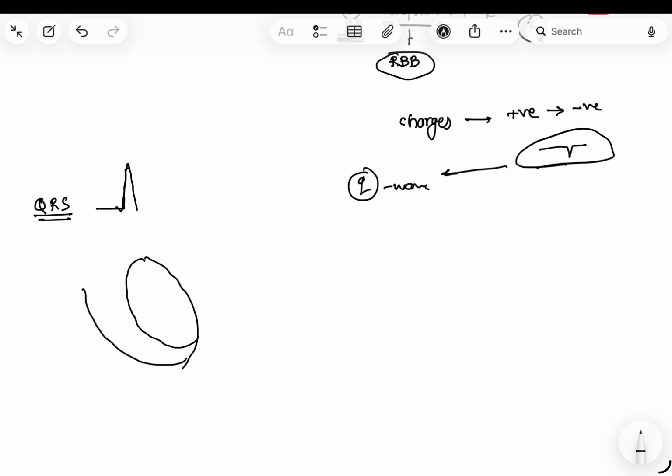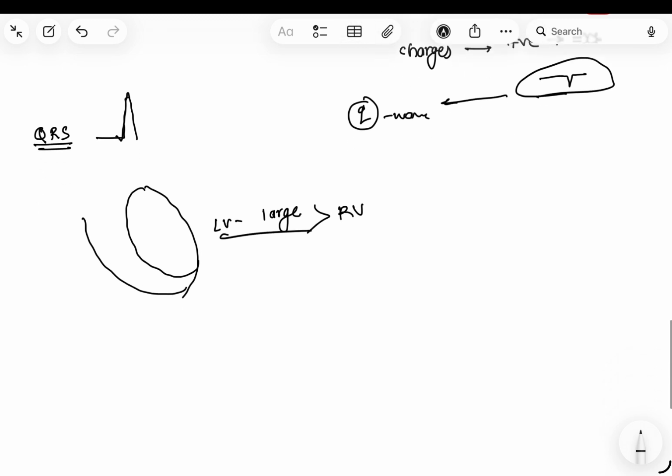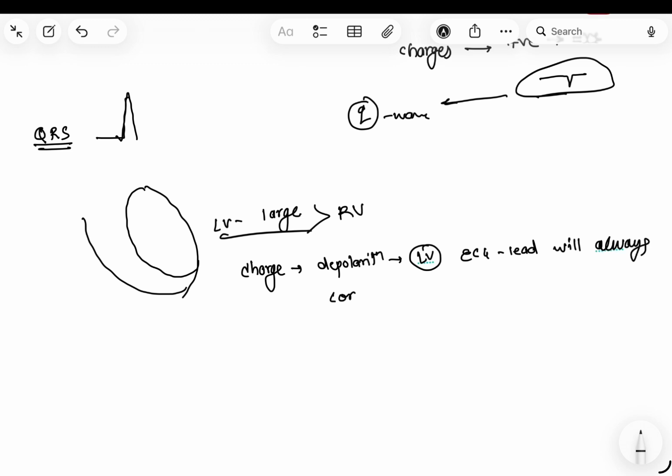The size of the left ventricle is large, right? It is larger than the right ventricle. So whenever there is a charge or a depolarization to the left ventricle, ECG leads will always consider it as charge flowing towards the left side.